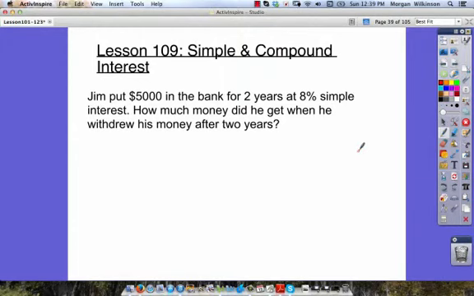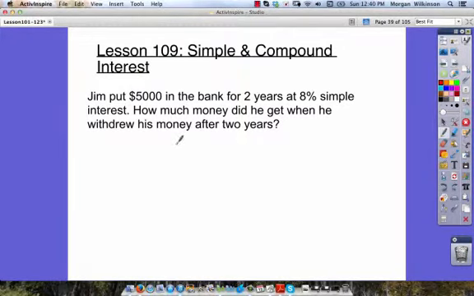Lesson 109 is about simple and compound interest. Interest is just money that's paid in order to borrow someone else's money. So, if you put your money in the bank, they may pay you interest. But if you borrow money from a bank, like with a credit card, then you might have to pay them interest in order to have borrowed their money. Let's look at a few problems.